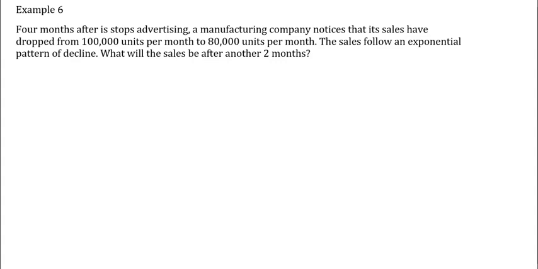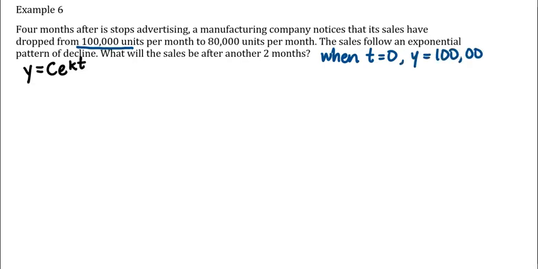So after reading example 6, they tell us that the sales follow an exponential pattern of decline. That tells us that y is equal to Ce^(kt), and we also know that k will be negative. Now they do give us some information about initial conditions. They tell us that they dropped from 100,000 units per month. So we do know that when t is equal to 0, when this model started, y was equal to 100,000.